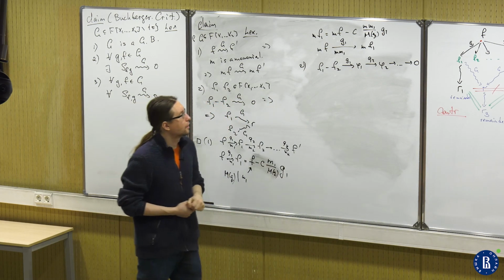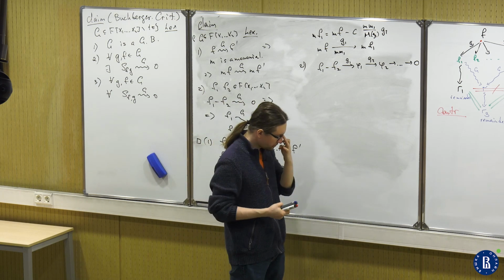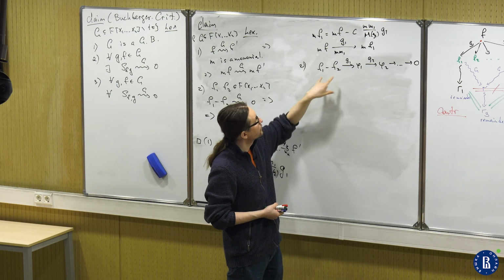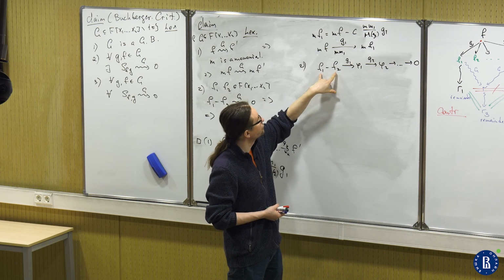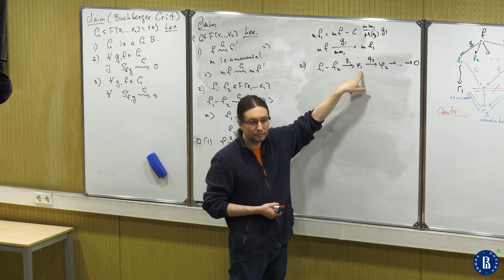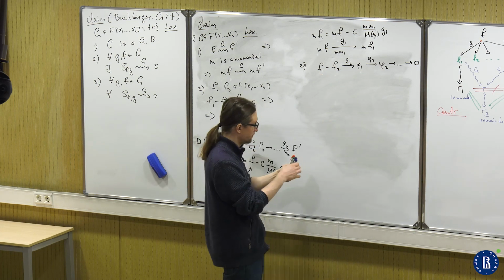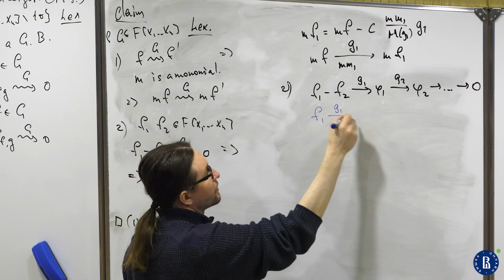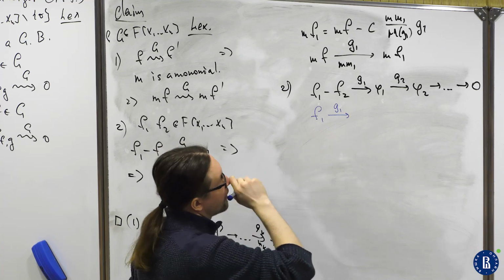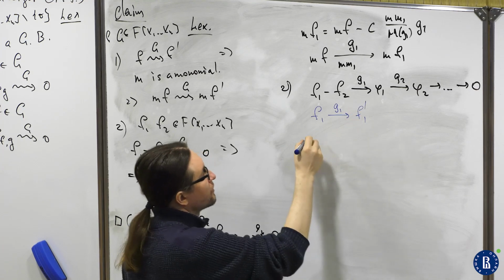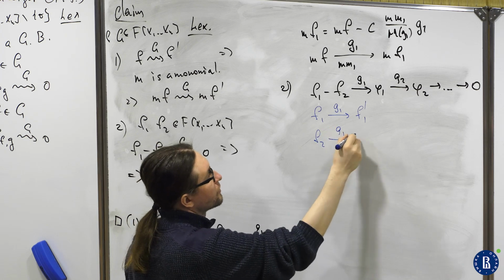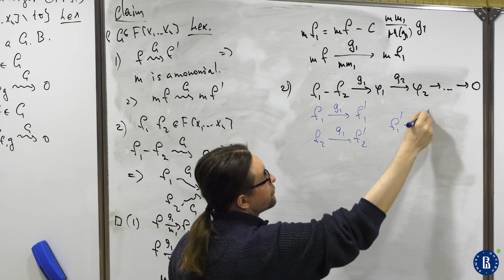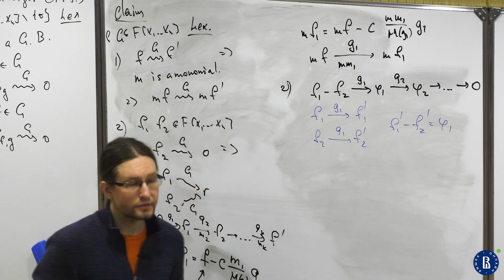Now, what I want to do, I want to show that if we can reduce this difference to phi 1, then what happens, we can reduce f1 using g1, let's say to f prime 1, and f2 using g1 to f2 prime, such that f1 prime minus f2 prime equals phi 1. So this is what I want.